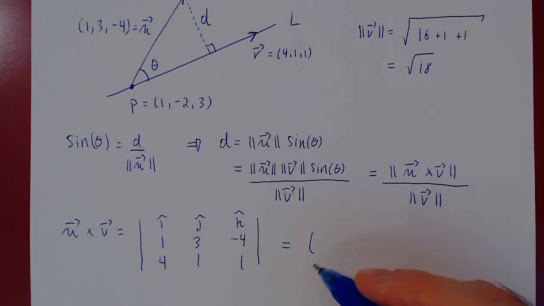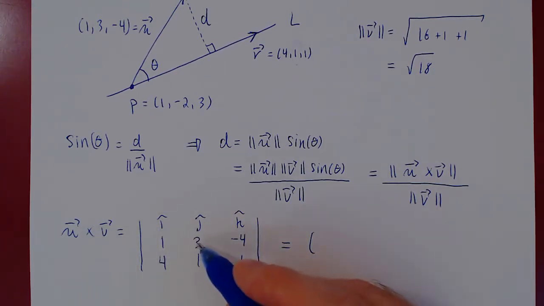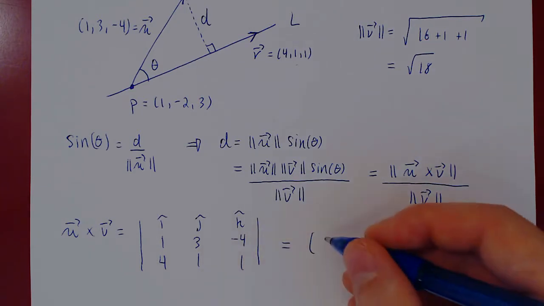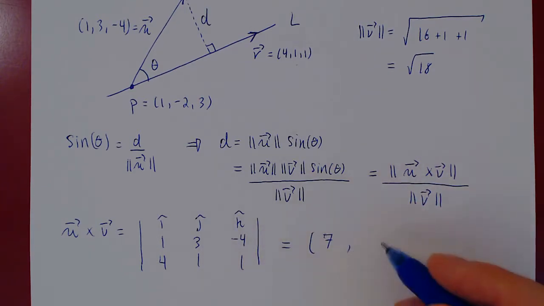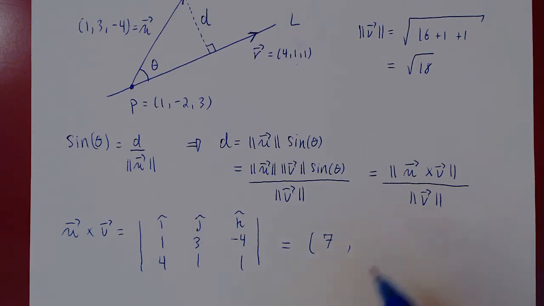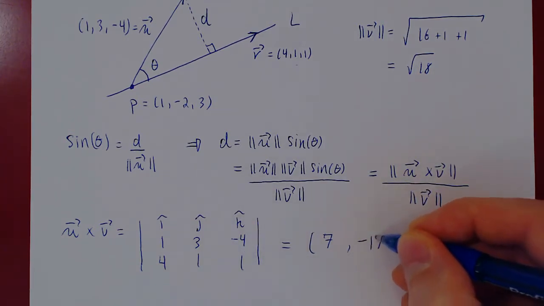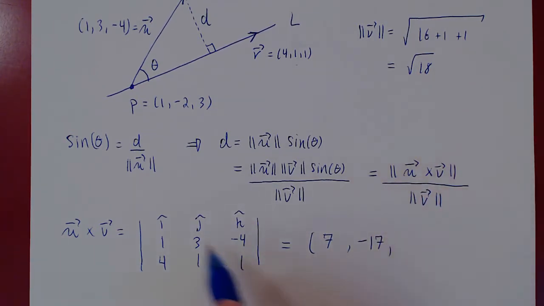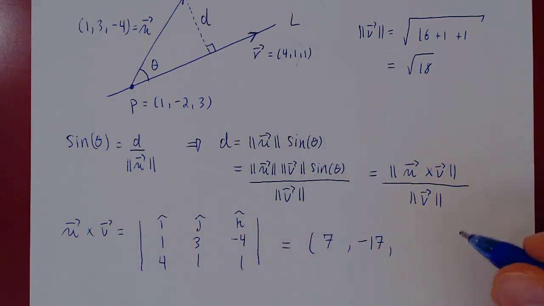Alright, so the first entry is C11, delete row 1, column 1, you get 3 minus negative 4, 3 plus 4 is 7. C12, be careful, we'll have to negate our determinant. Delete row 1, column 2, 1 times 1, 1, minus 4 times negative 4 is negative 16. 1 plus 16 is 17, but it is C12, so negative 17. And finally C13, delete row 1, column 3. 1 minus 4 times 3, 12. 1 minus 12 is negative 11. So there you have it.